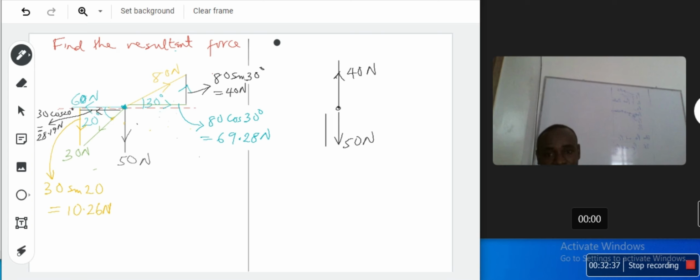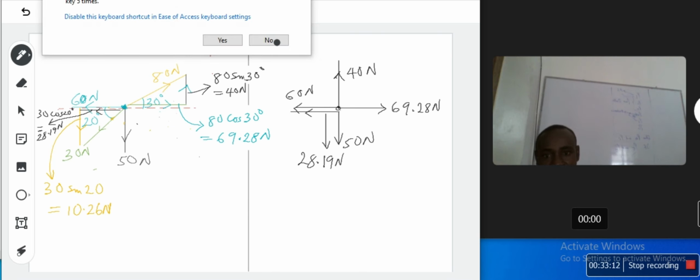We also have 28.19 Newton. For the left, we have 69.28 Newton, and then we have the other one going this way. What's the value again? 60. We have 60, and we have another one, right? There are two now, the one we resolved. 28.19. Have you forgotten?